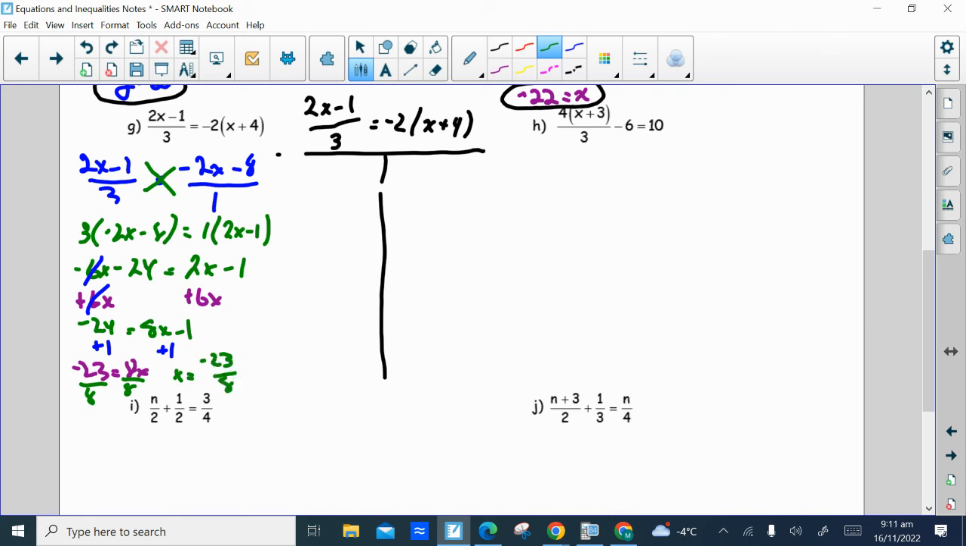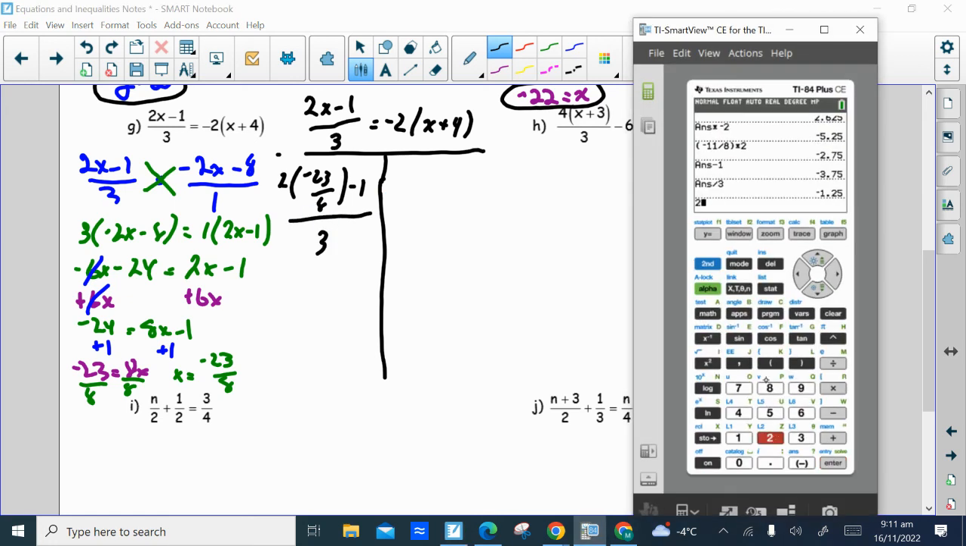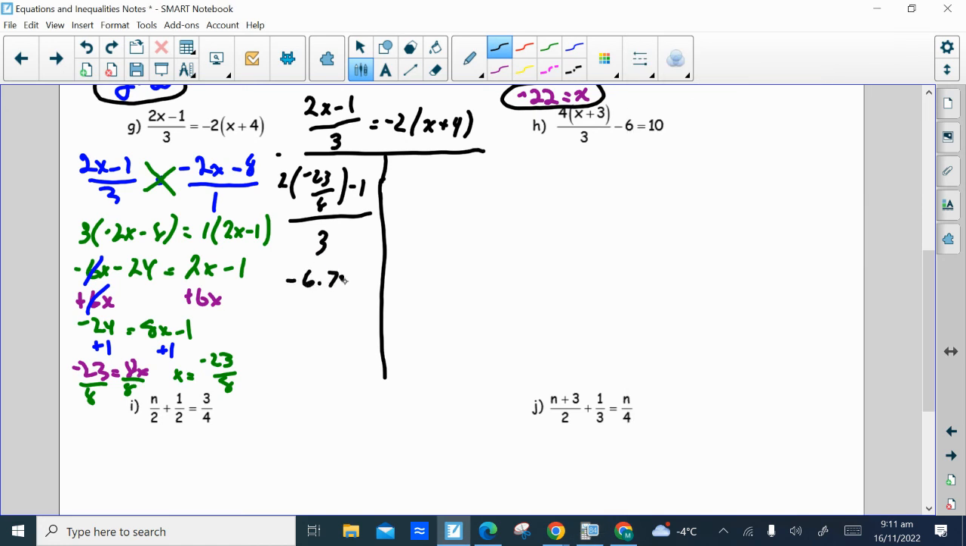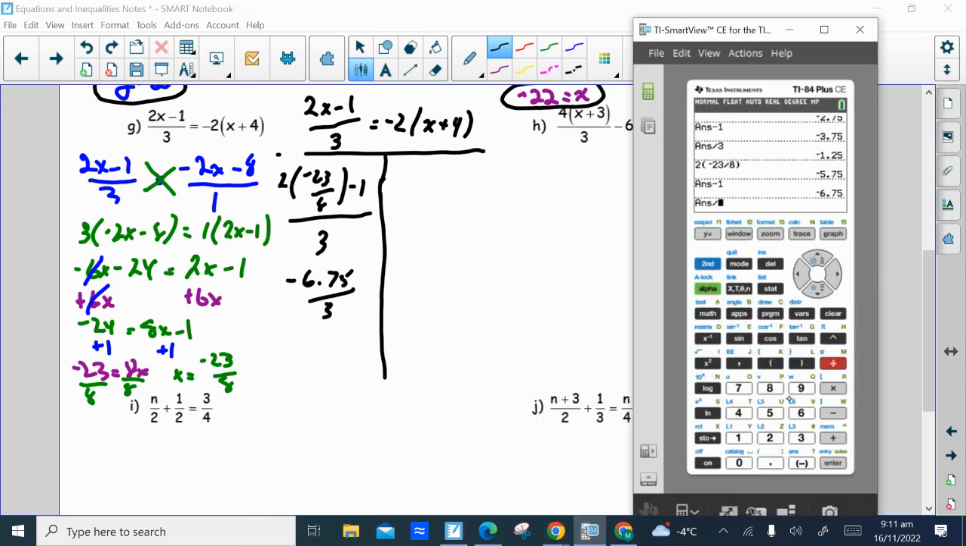So again, a fraction, but that's okay, because we can use our calculator to help us check. So we'll do it again. 2 bracket negative 23 over 8 is negative 5.75. Take away 1 is negative 6.75. Divided by 3 should be negative 2.25. Yep, negative 2.25.